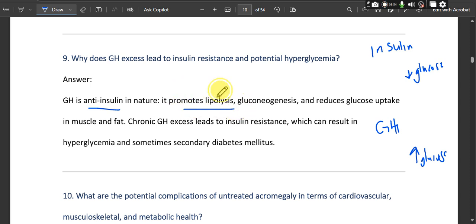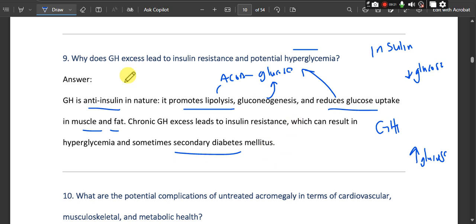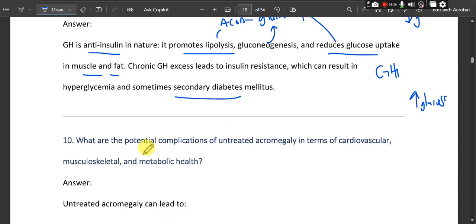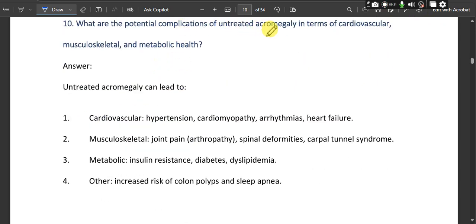It promotes lipolysis, the breakdown of fats, which are converted to acetyl-CoA, and that acetyl-CoA can be converted to glucose. It also leads to gluconeogenesis, which is the formation of glucose. It keeps glucose in the blood by reducing the uptake of glucose in the muscles and fat. All this causes hyperglycemia, and this can later lead to secondary diabetes mellitus, especially for people with acromegaly.